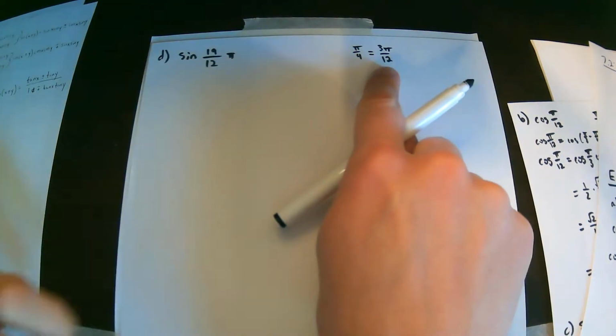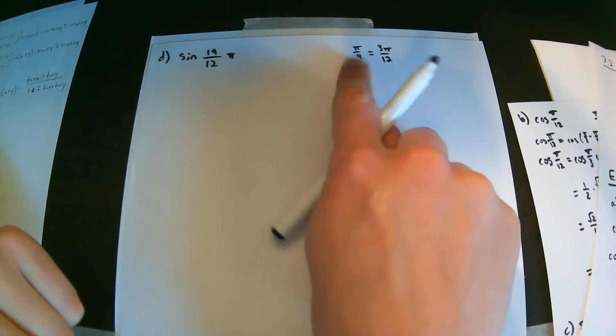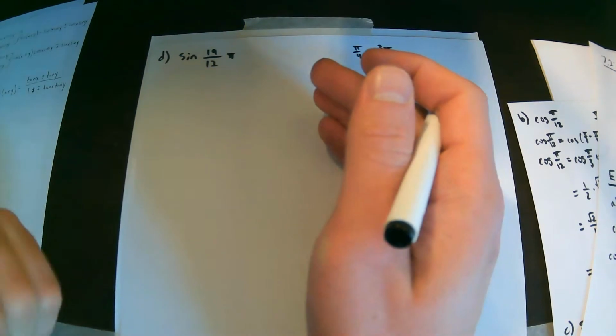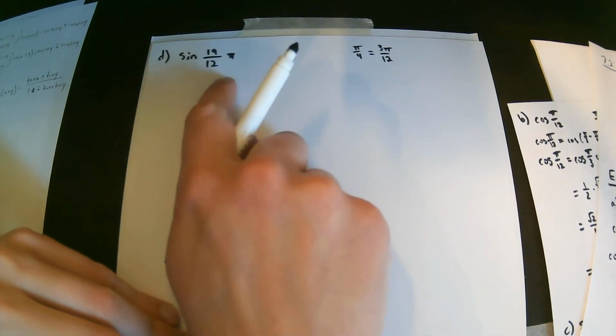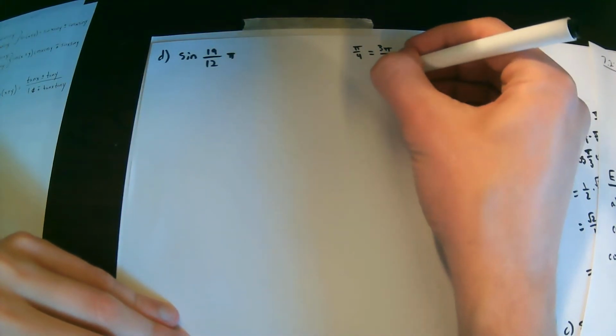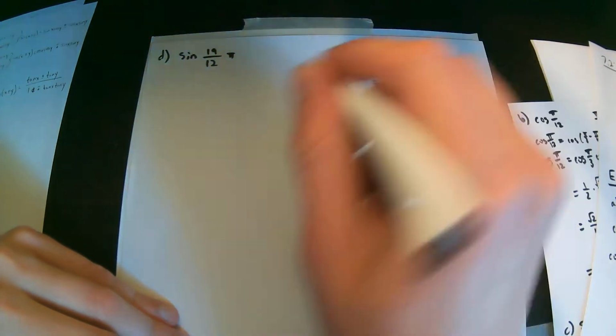So pi on 4 is 3 pi on 12. And then you may say, okay, if I used this, what else would I need? To get to 19 over 12, I would need 16 over 12. So is there some other angle that is equal to 16 over 12?